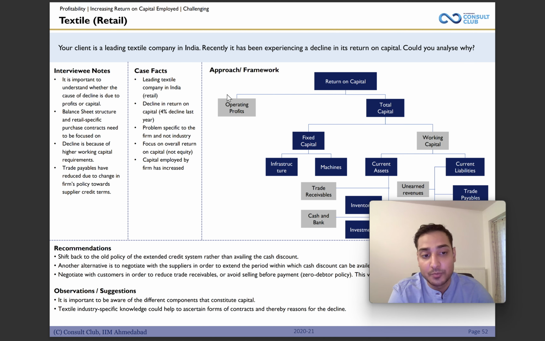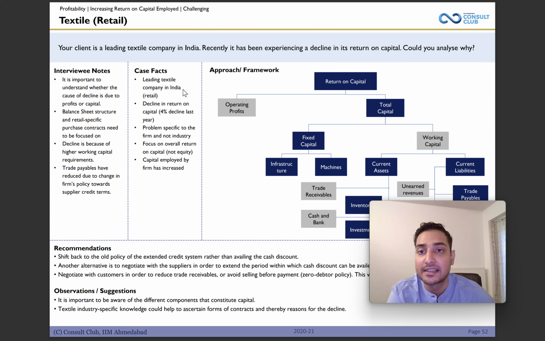So it's also very important to maintain very clear and straightforward interview notes, because sometimes at the end the interviewer might ask for your notes and he should be able to understand everything at one glance. Interview notes: it is important to understand whether the cause of decline is due to profits or capital. Balance sheet structure and retail specific purchase contracts need to be focused on. Decline is because of higher working capital requirements. Trade payables have reduced due to change in firm's policy towards supplier credit terms.